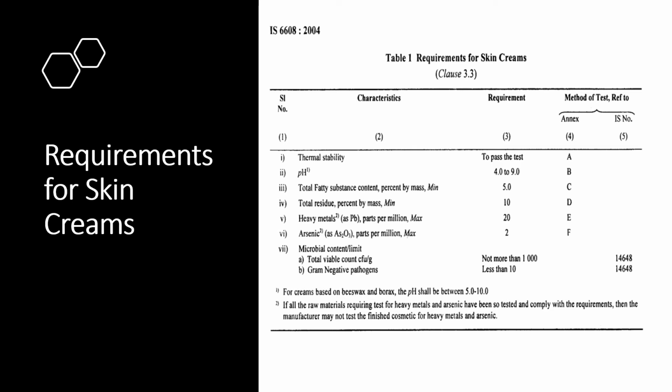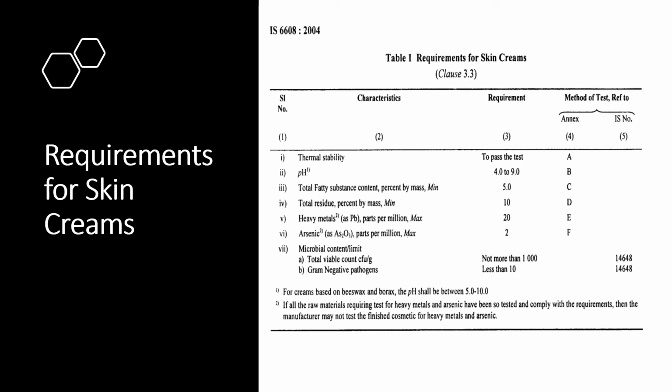Now the content of heavy metals. The maximum allowed heavy metal content is 20, and it should not exceed 20. When we talk about the lead concentration and the arsenic concentration, it should not exceed the value 2. This is the maximum limit which has been specified. Similarly, for the microbial content, the total viable count should not be more than 1000.